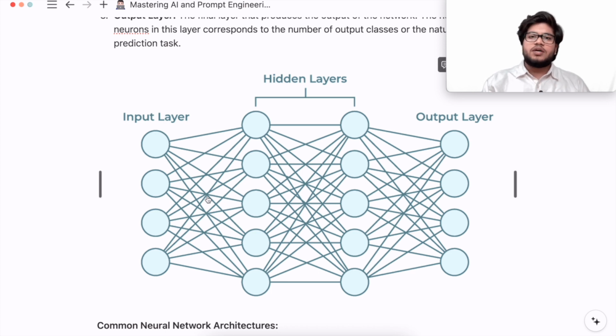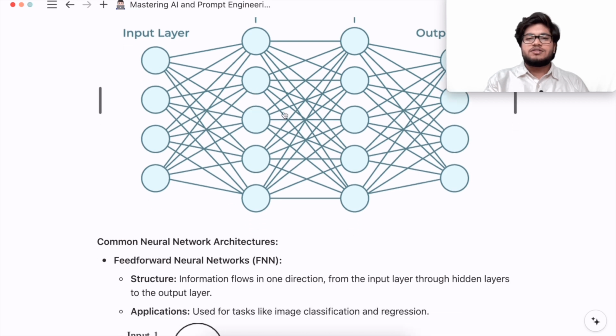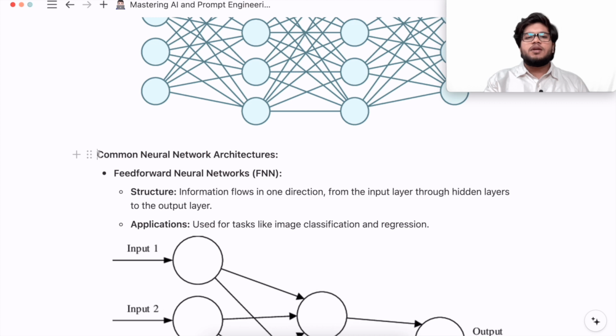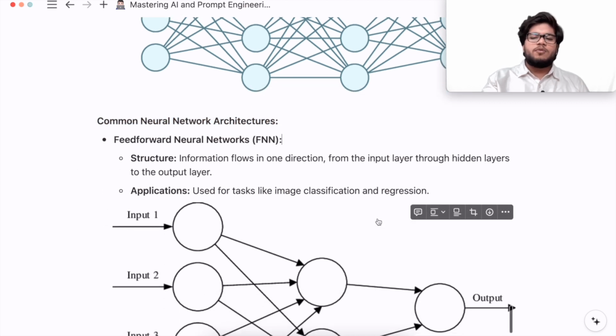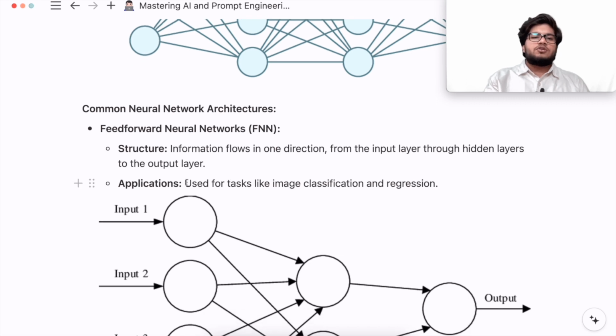So this was the neural network, how it works. Now we need to understand the different neural network architectures, on what models a neural network is made. Let us now learn some common neural network architectures. The most common of these is the feed forward neural network, also known as FNN. In its structure, the information flows in one direction from the input layer through hidden layers to the output layer. The structure is designed such that it moves in one direction.